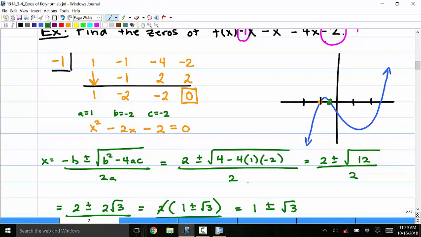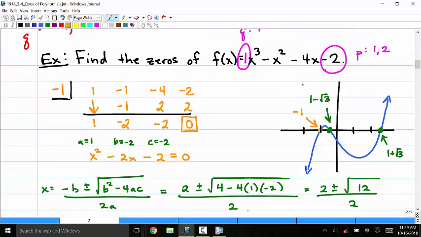This 0 here is going to be 1 minus root 3, and this 0 here is going to be 1 plus root 3. And remember that this was the only rational 0 at -1. This was a degree 3 polynomial that had 3 x-intercepts. 1 was rational, 2 were irrational.